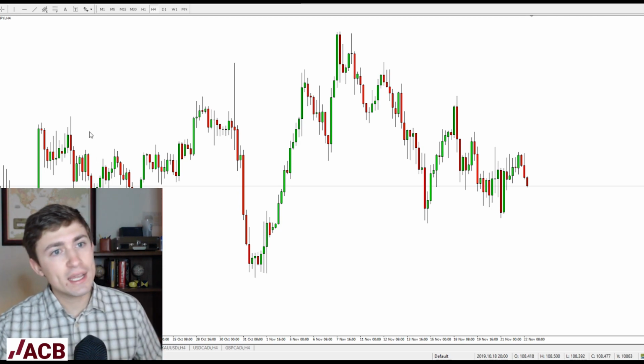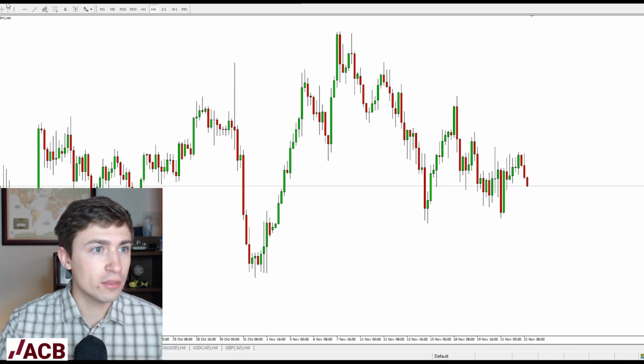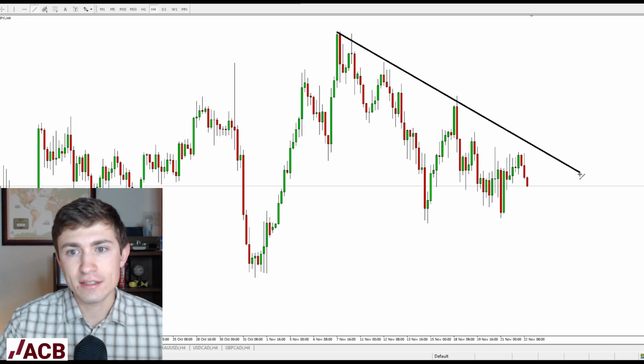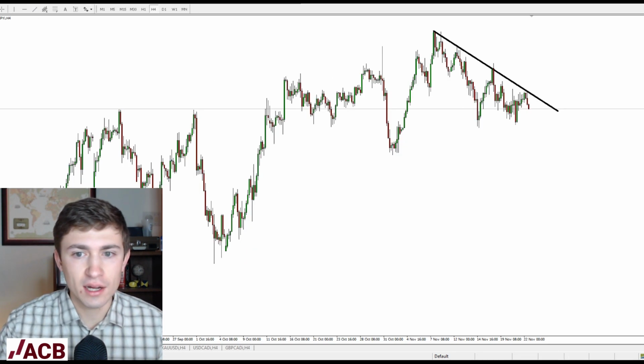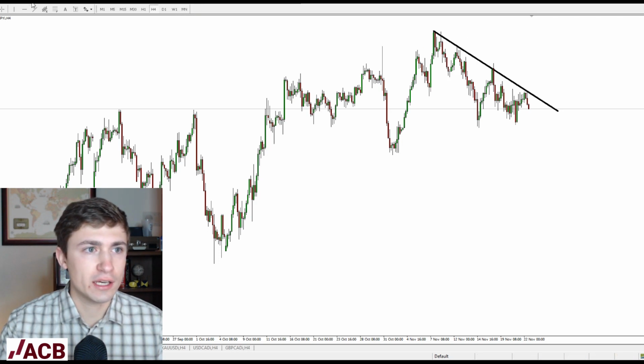USD/JPY is our next one here. You can see on the 4-hour chart, we have this nice little trend line to the downside that looks like it's continuing to play out. And we also have a little bit of a longer term trend line here to the upside as well.